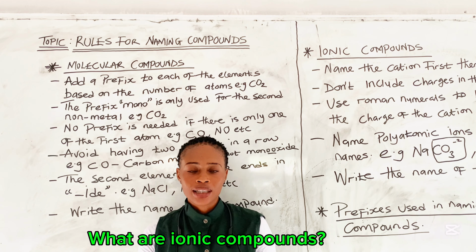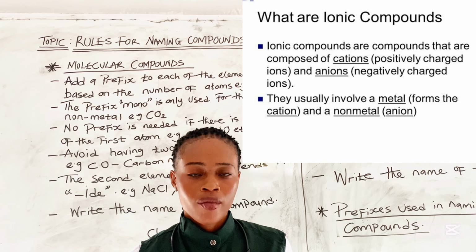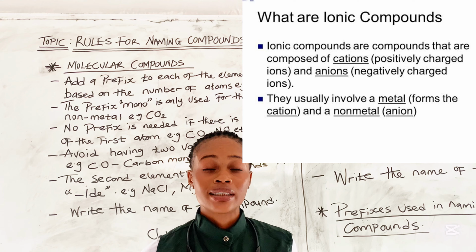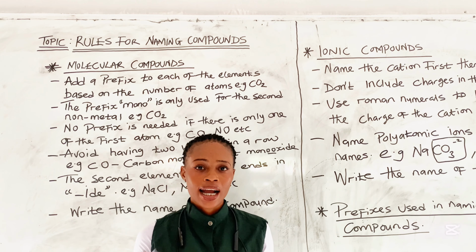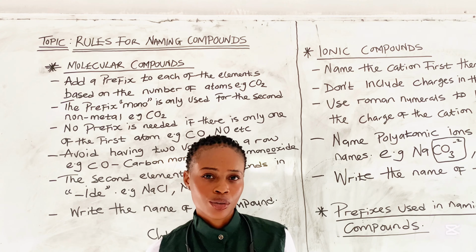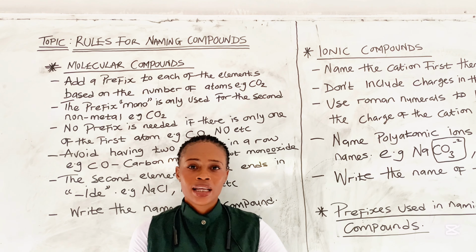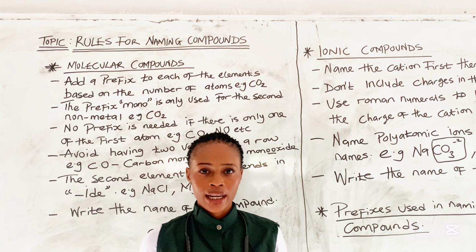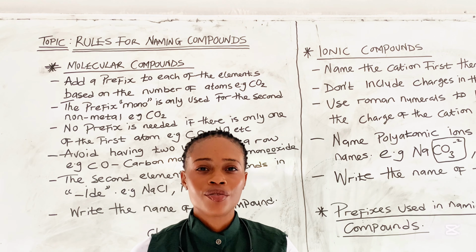So ionic compounds are those compounds consisting of ions. Ionic compounds are those compounds consisting of what? Ions. So we have anions and cations. Now what are our cations? Our cations are elements carrying what? A positive charge. So cations carry a positive charge.